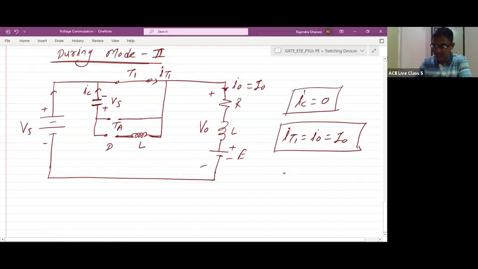What about the VC? VC is equal to minus Vs because the capacitor is charged to the reverse polarity. So that's why VC is equal to minus Vs. Okay. IC is 0, VC is minus Vs, IT1 is I0.